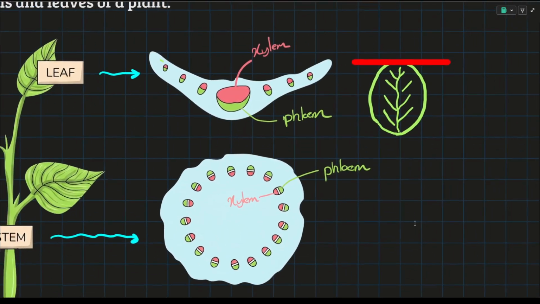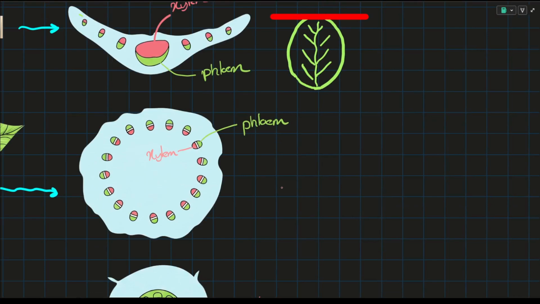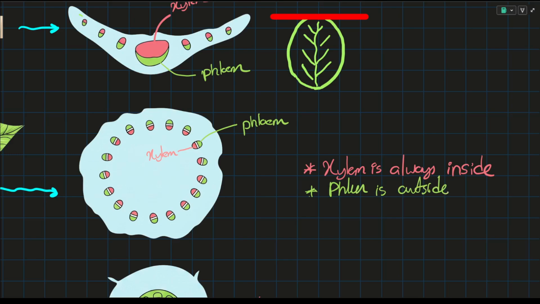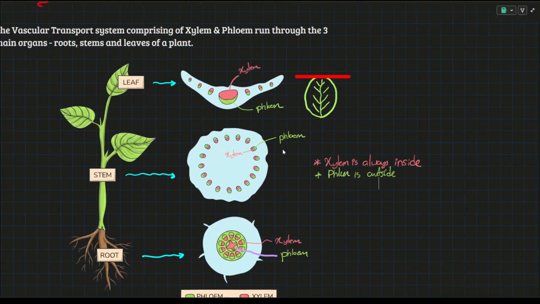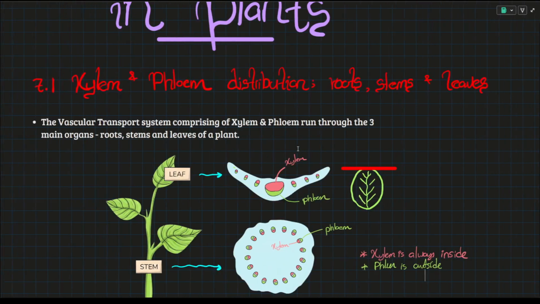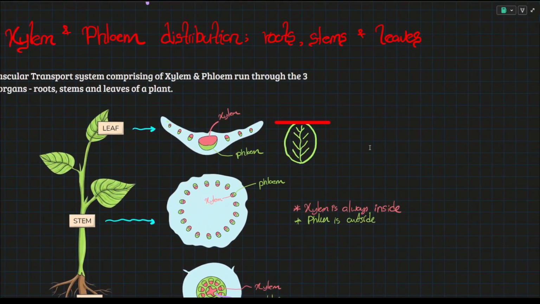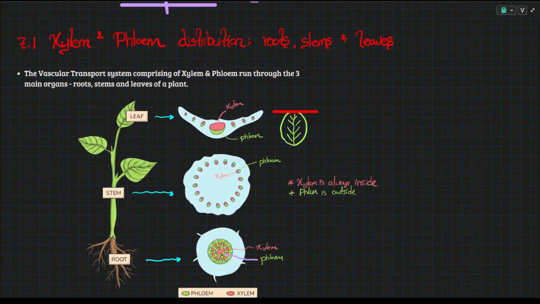Therefore, we can write down a small short point just to remember. Now, it's not going to be such a difficult thing to remember this, but we'll just have a small thing in our mind. Xylem is always inside, while phloem is outside. That's the general idea of where you're going to find xylem and phloem between roots, stems, and leaves, and you have to know how to identify these from any particular given picture.